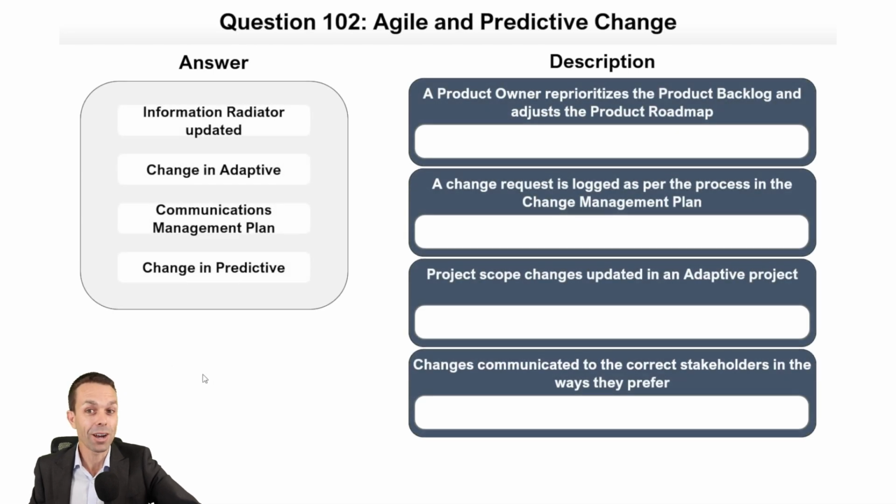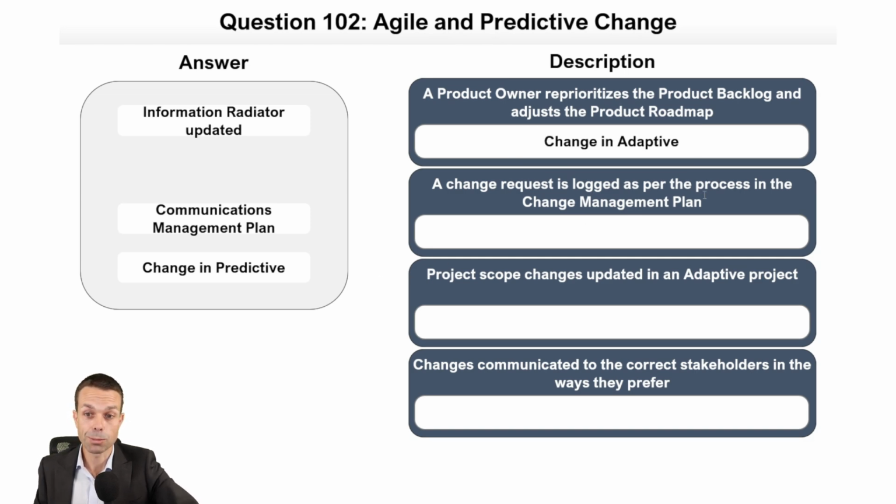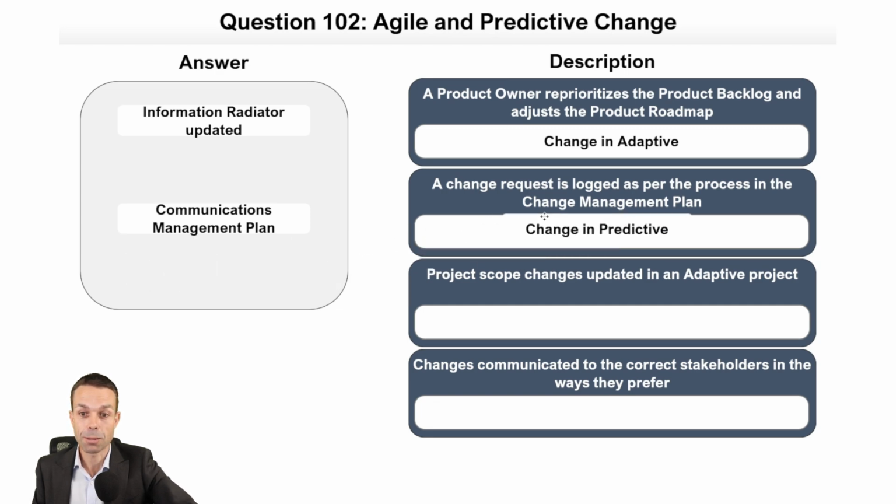All right, Agile and Predictive change methodologies. If a product owner reprioritizes the product backlog and adjusts the product roadmap, that is change in an adaptive way of work or an agile way of work. If a change request is logged as per the process in the change management plan, that's change in a predictive way of work. Project scope changes updated in an adaptive project.